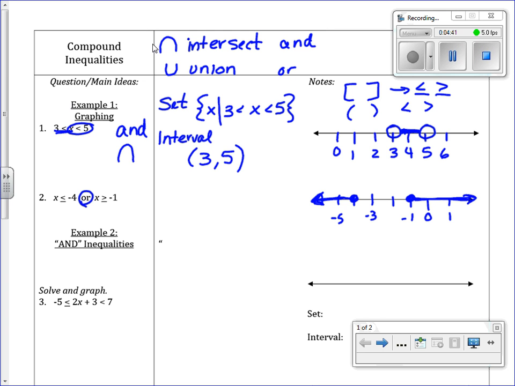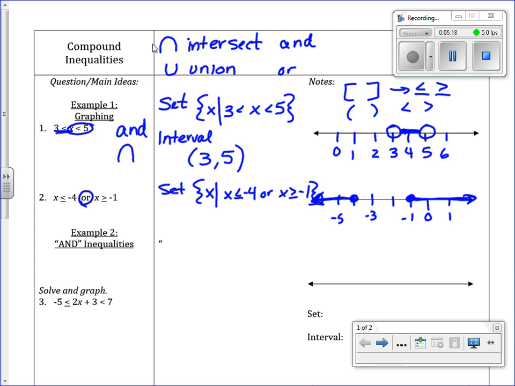All right? So if I was to write set notation for that, here's my set notation. X such that x is less than or equal to, I'm sorry, negative 4, or x greater than or equal to negative 1.